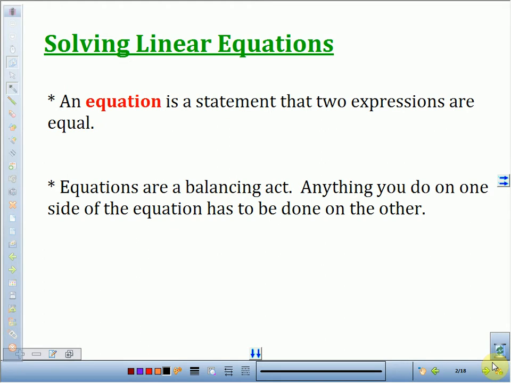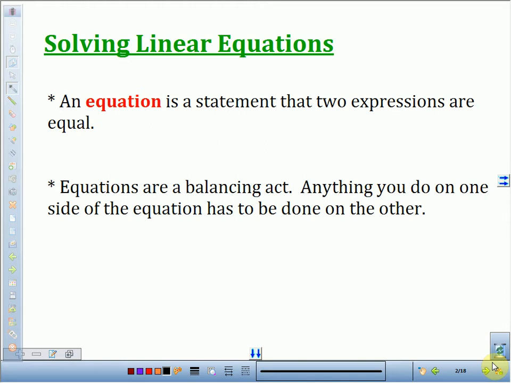In our last set of videos, we talked about expressions, numerical and algebraic, and we saw what they were. An expression is numbers or variables and operations. An equation says two expressions are equal. They are exactly the same thing.